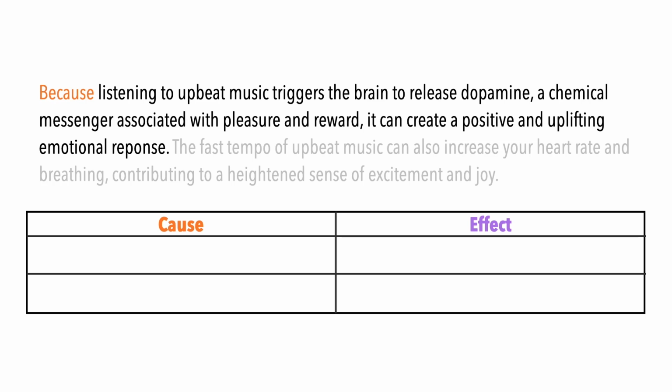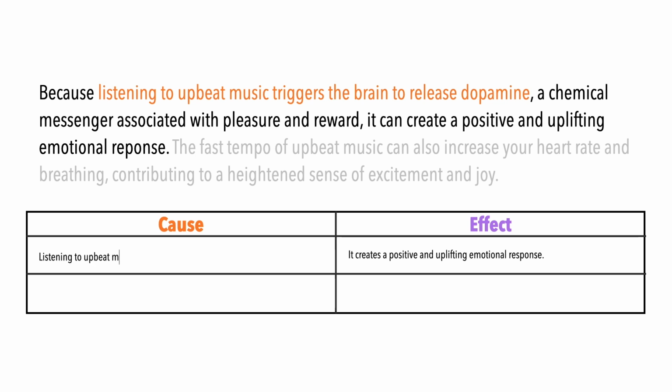So let's ask our first question. What happened or happens? Well, it says that a positive and uplifting emotional response is created. So that's our effect. Now, why does this happen? We find that here. Listening to upbeat music triggers a dopamine release in the brain. So that's our cause. We've got one cause and effect relationship. Let's keep reading to see if we can spot any more.